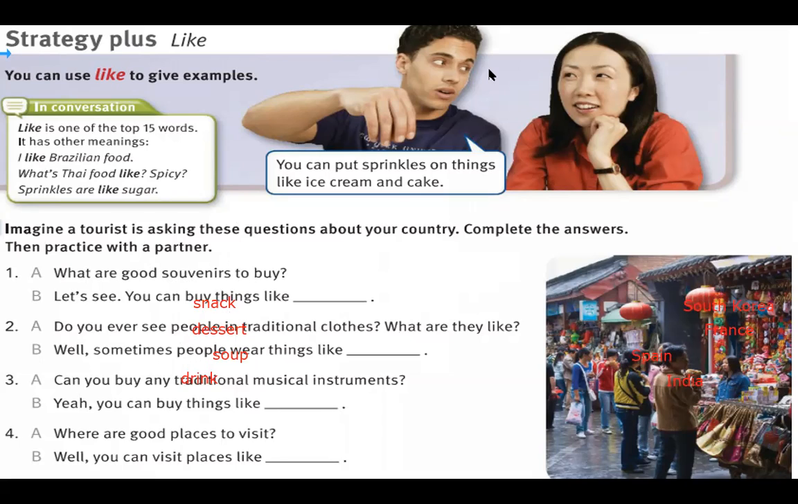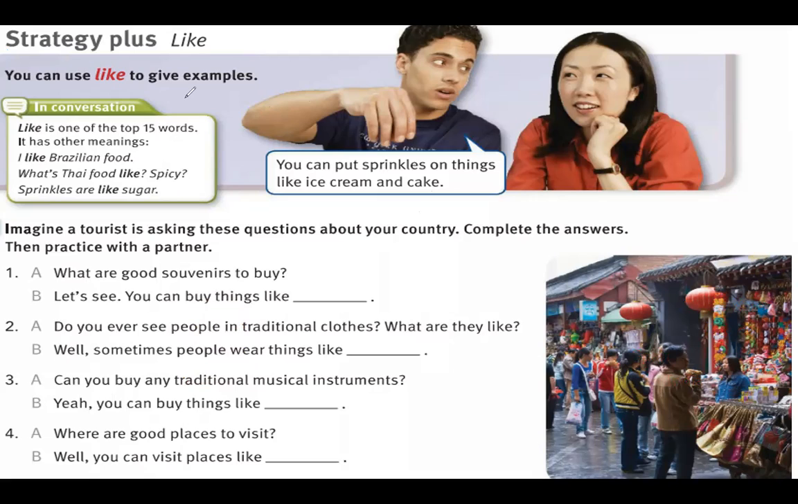So teacher, just to be sure, in conversation, like is one of the top 50 words. The first like is I like, me gusta. The second is like, como. And the third one is like sugar, como azúcar. All of them are different.